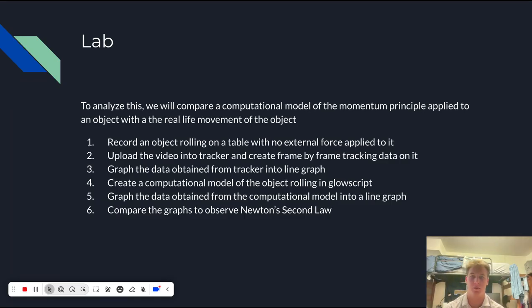We uploaded that video to Tracker, and we created frame-by-frame tracking on it. We graphed the data we got from Tracker into a line graph. Then we went into GlowScript and created a computational model of the object rolling. We graphed the data obtained from the computational model into a line graph. So we have two line graphs, one of a computational model and one of a real experimental model, which means we have an easy way to compare those two things. And then when we compared, we were able to make inferences about the experiment based on Newton's second law.